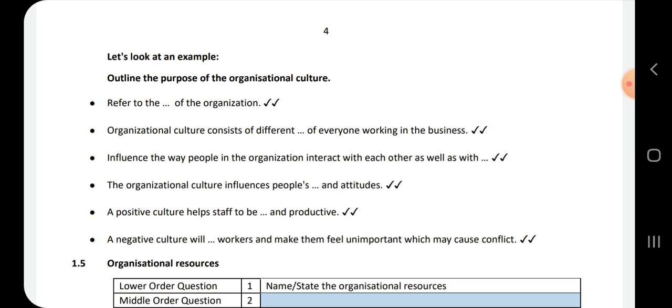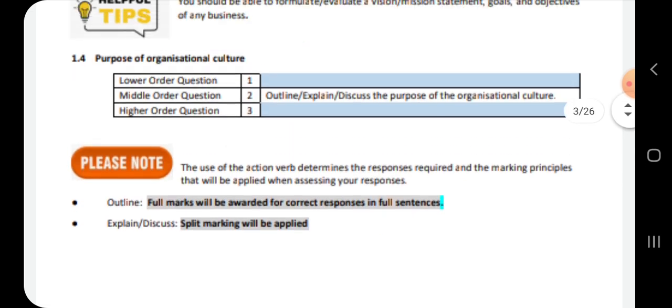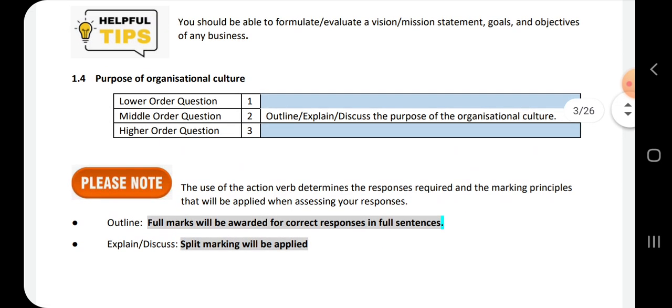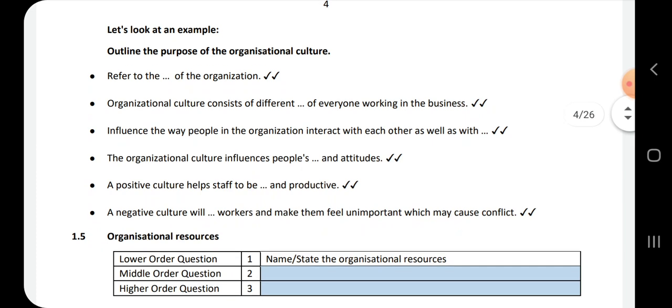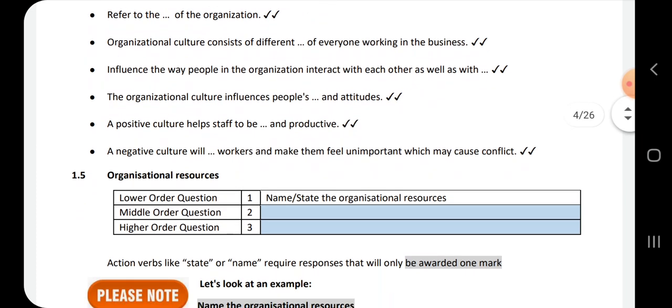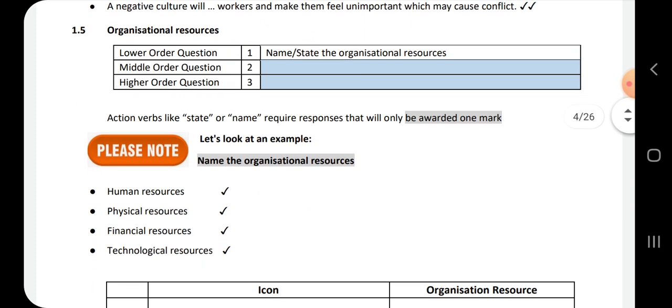So when they say outline, this is how you're going to do it. They're going to give you 2 marks for full sentences. Outline, make full sentences. Explain, you just explain. So you can just write a paragraph. When they say explain, there's nothing wrong with that. So let's talk about organizational resources.